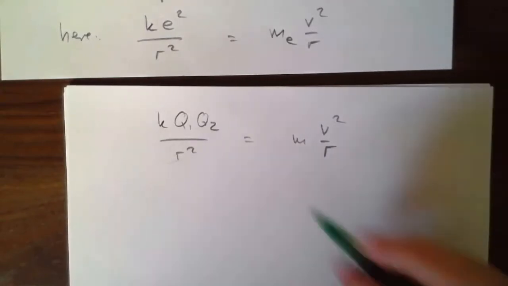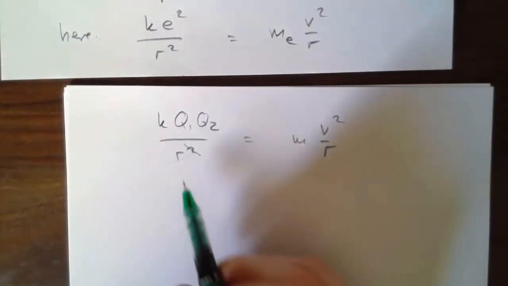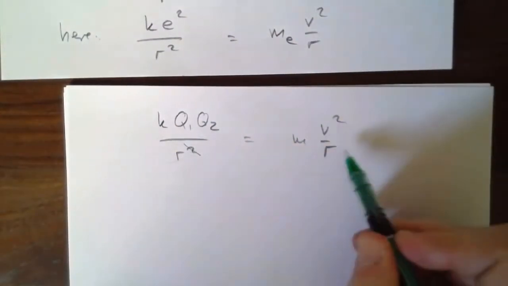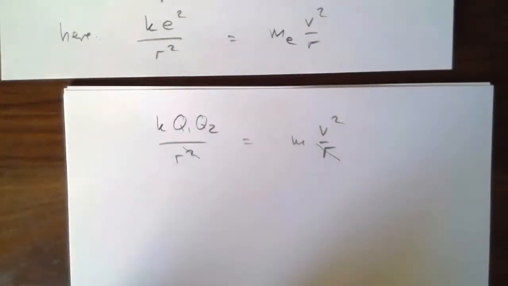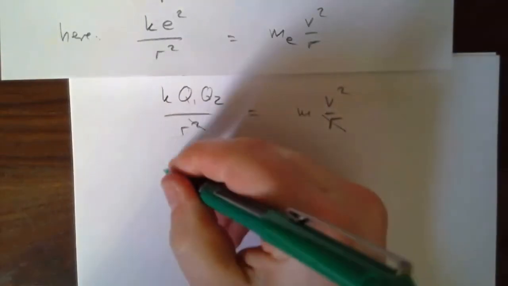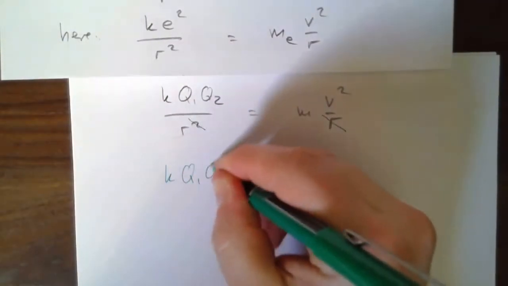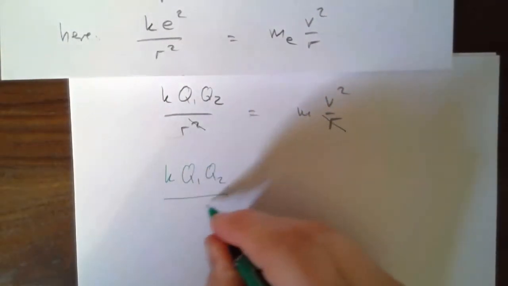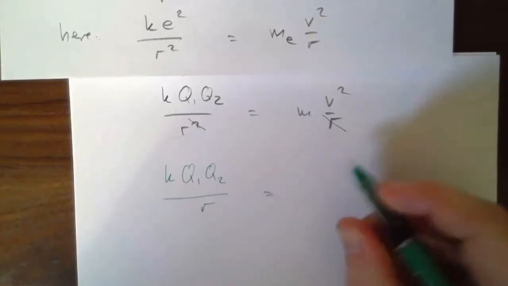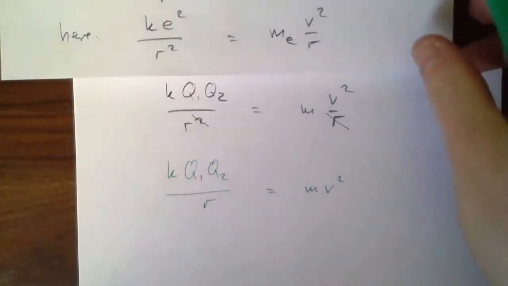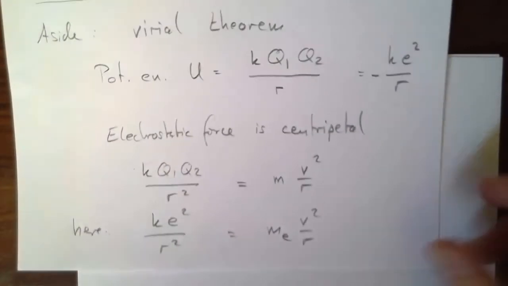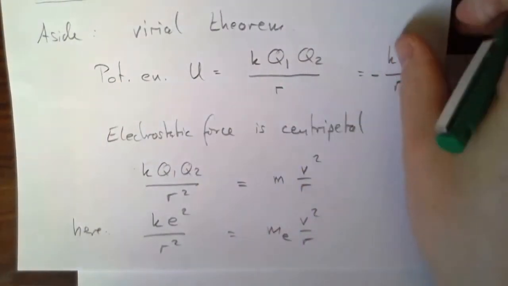So let's simplify this. I can cancel one of the r's with this r here. So I get that k q1 q2 over r is equal to m v squared. Now if we look back, k q1 q2 over r is the potential energy.